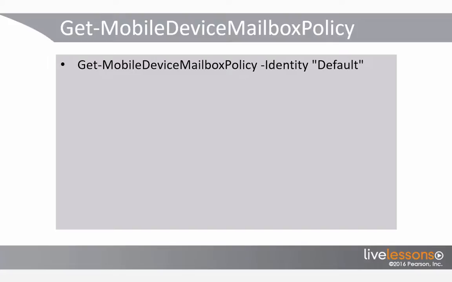And what I want to show you is that sometimes, especially in large environments, you'll have multiple mobile device mailbox policies. So it's helpful to be able to look at the settings related to one specific policy. And the way that you do that is by using the identity switch, followed by the name of the policy that you want to look at. So let me switch over to Exchange and I'll show you how this works.